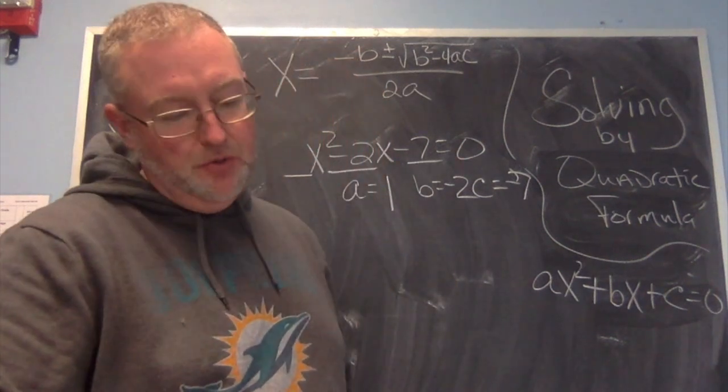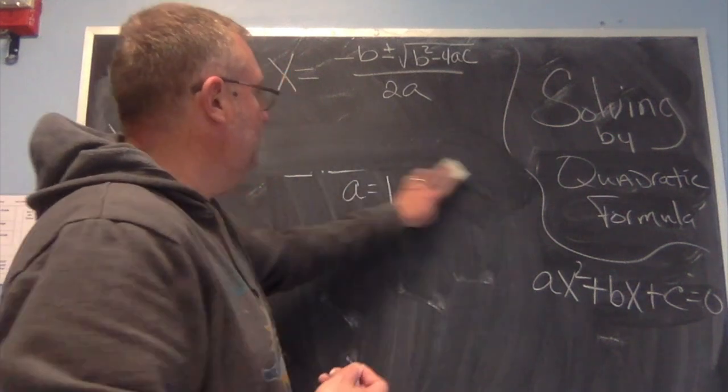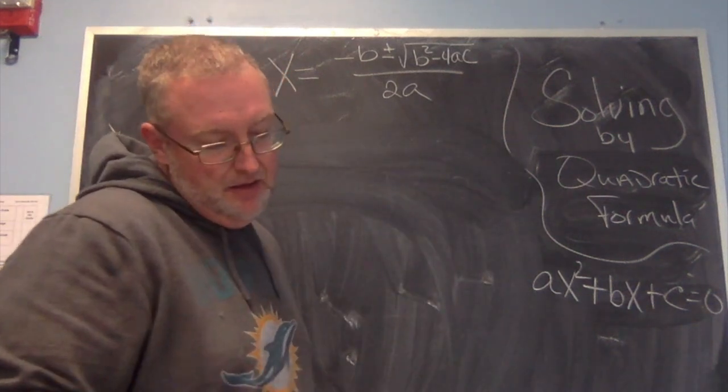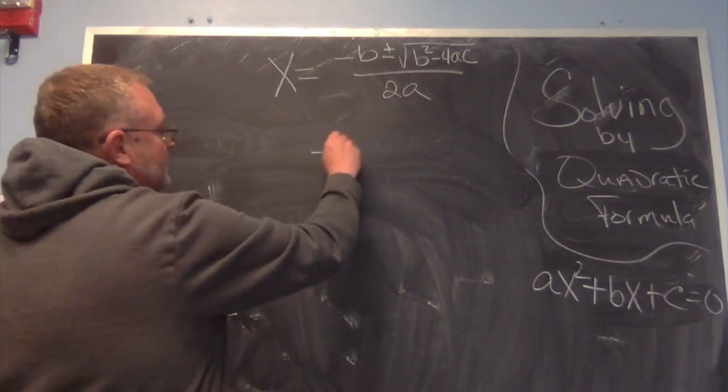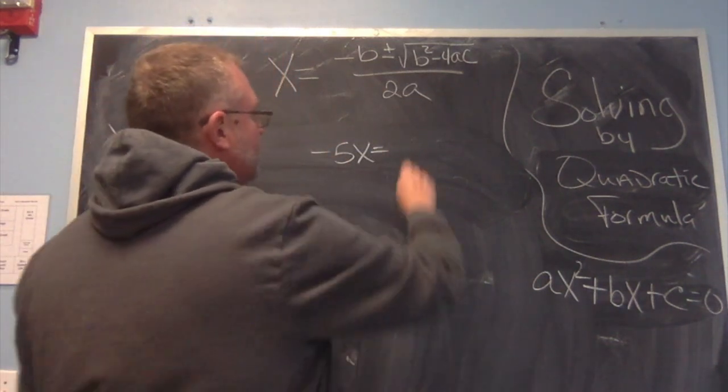Jump down there to number 12. All right, number 12. Now, we're not solving anything yet, but number 12 says -5x equals 22 minus 3x squared.